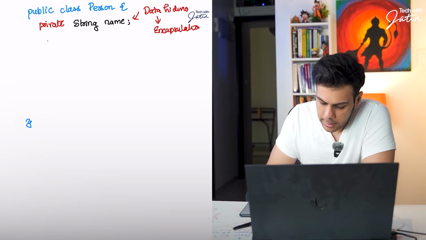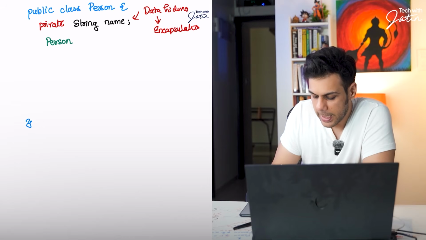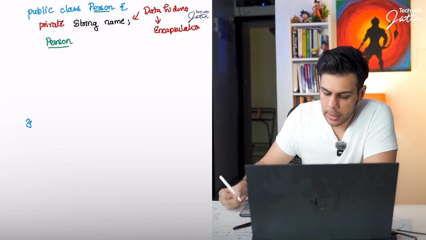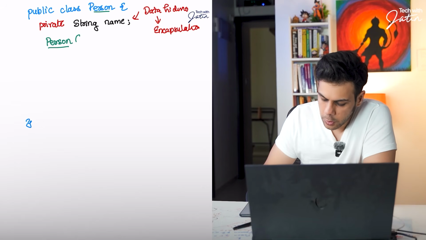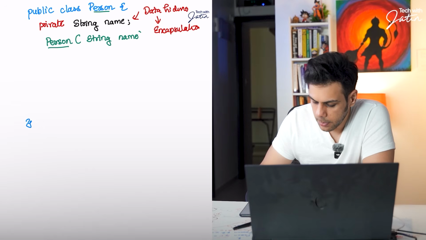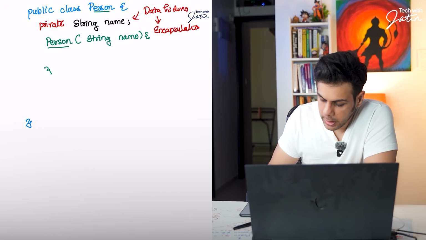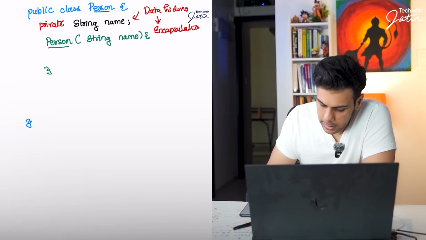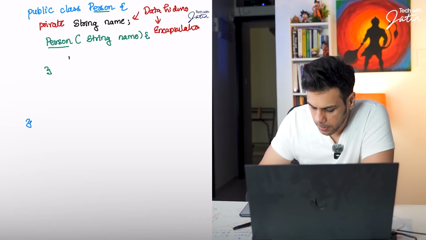Let's introduce a constructor. What is a constructor? A constructor is a method which has the same name as that of the class. So over here, this is going to be a constructor. This constructor is going to have a parameter name. What is the job of the constructor? The job of the constructor is to initialize the instance variable.